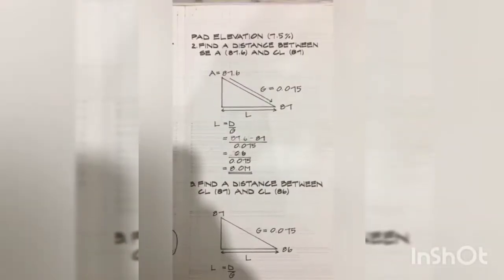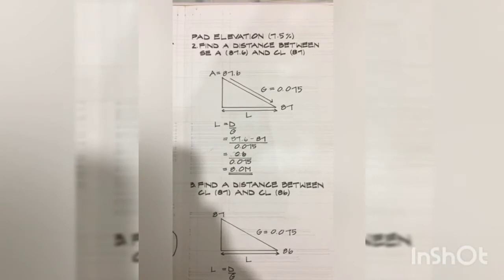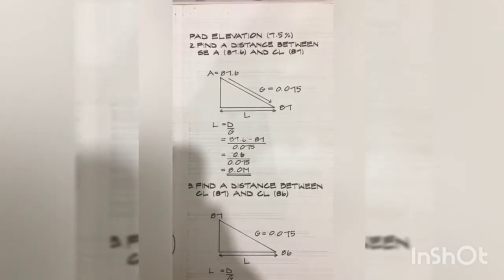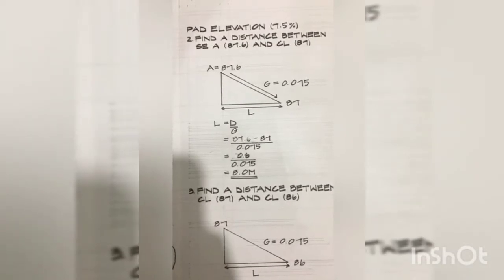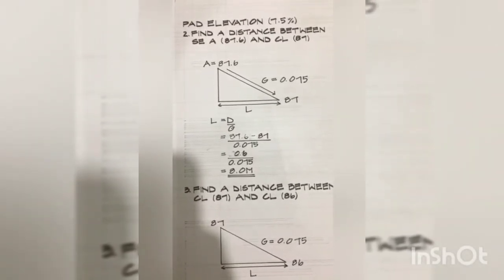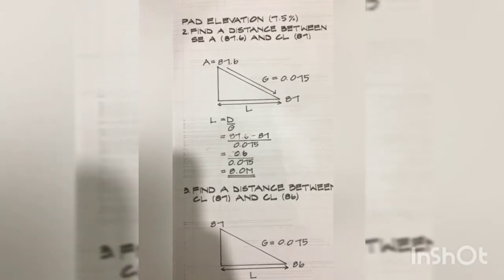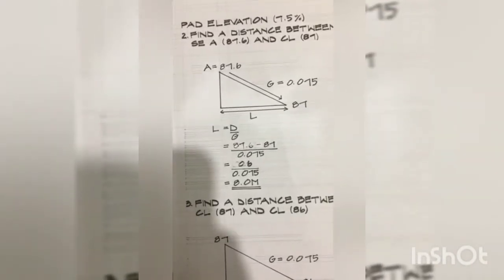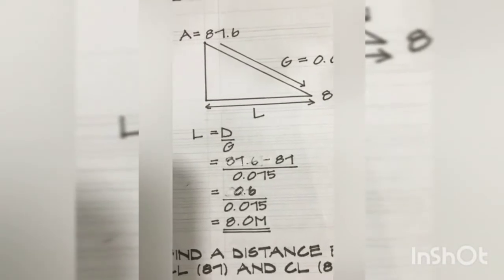The step is to find the distance between spot elevation A, which is 87.6, and the nearest contour line, which is 87. To find the distance, we use the formula where difference in elevation is divided by gradient. Then we will get the answer, which is 8.0 meters.